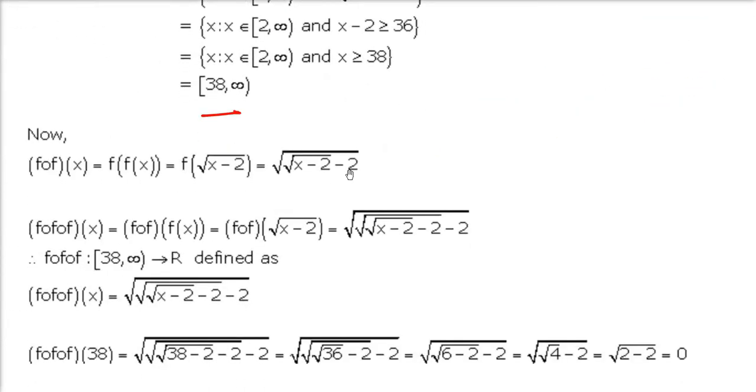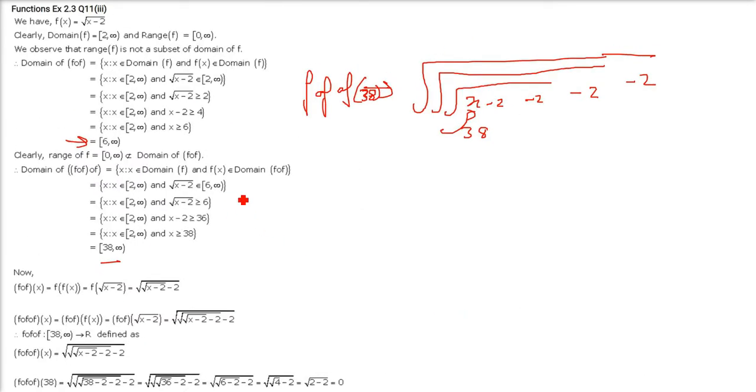38 minus 2 is 36. 36 under root is 6. 6 minus 2 is 4. And 4 under root is 2. So 2 minus 2 will be 0. So the final FOF of 38 will be 0.